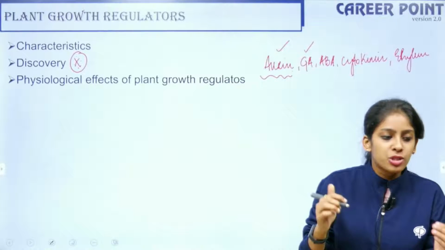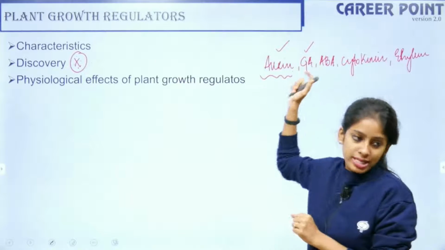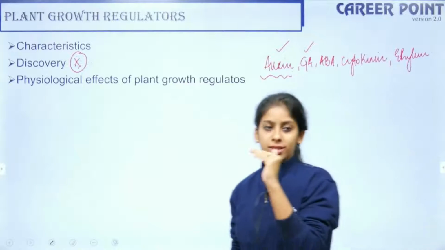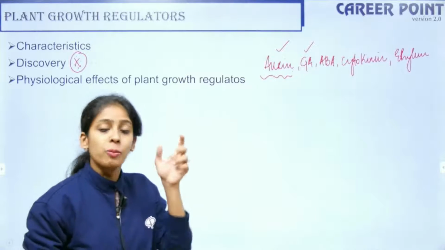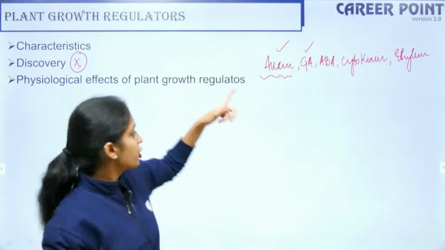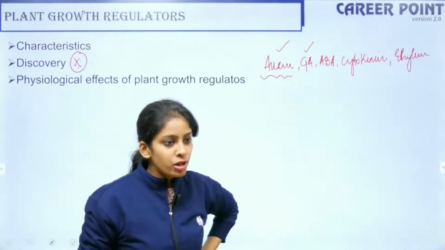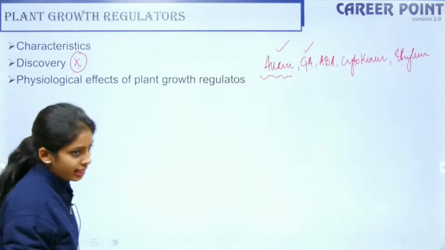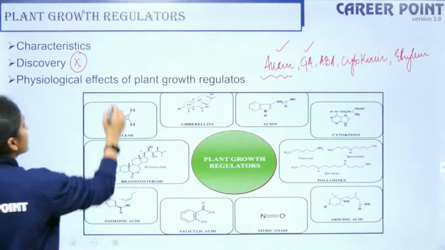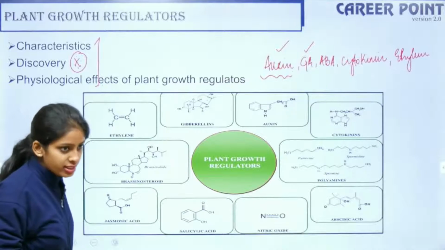Ma'am, then if a question comes, how do I identify? First I will teach you each of the properties separately, and whichever point is confusing, I have combined it as a tabular column so that you will be very clear under what condition it is auxin and under what condition it is gibberellic acid. Okay, so don't get confused. These are the three subtopics we are going to talk about under plant growth regulators.